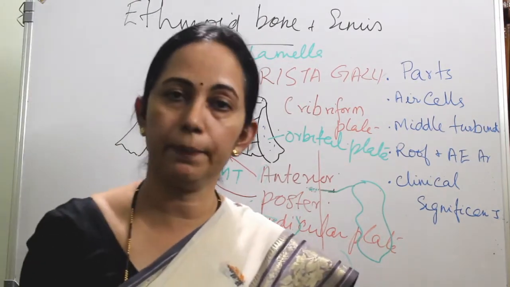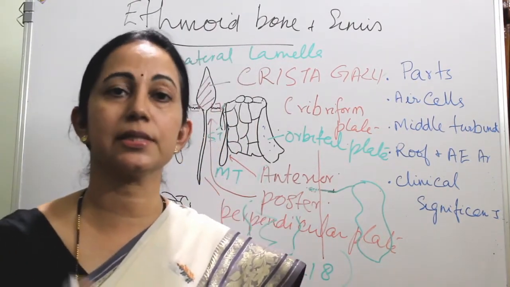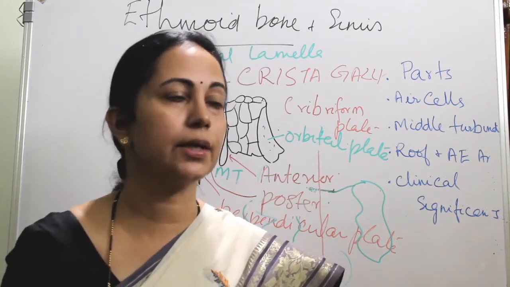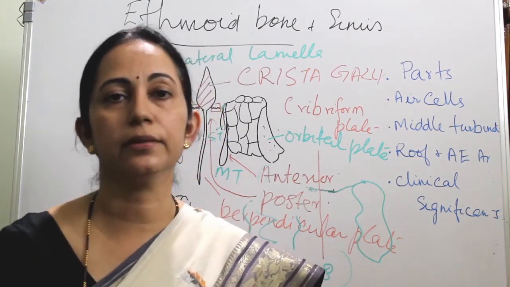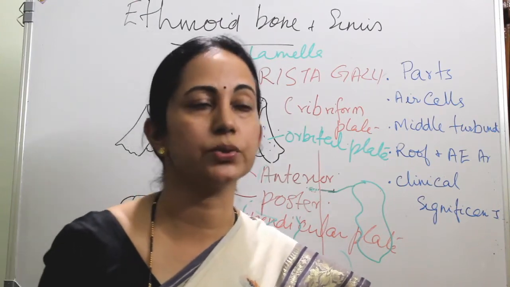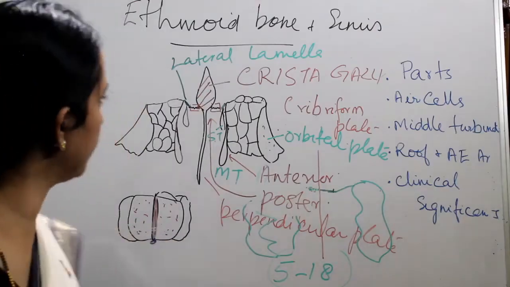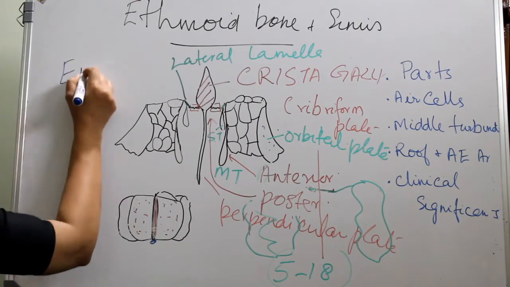And coming to the development, this ethmoid sinus is present at birth. It is radiologically visible by 1 year and reaches adult size by 12 to 13 years. Okay, the development is by endochondral ossification.